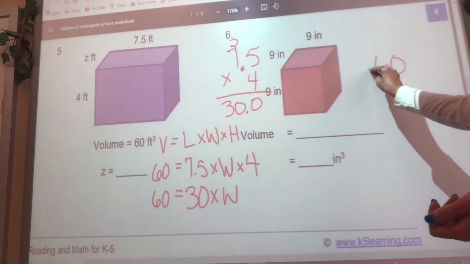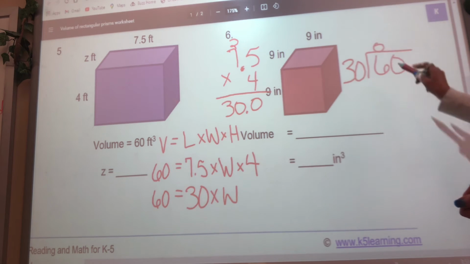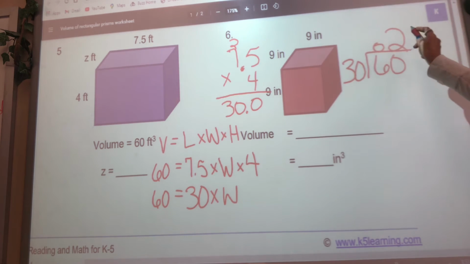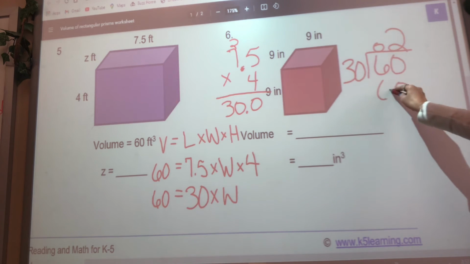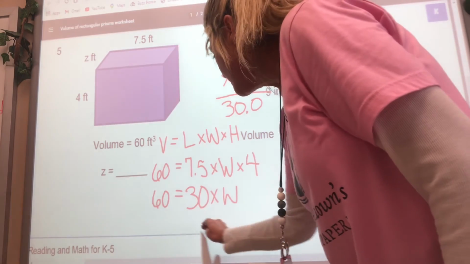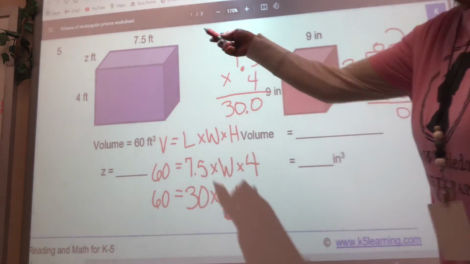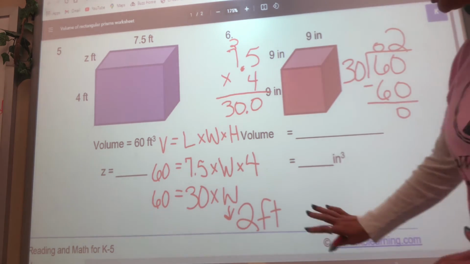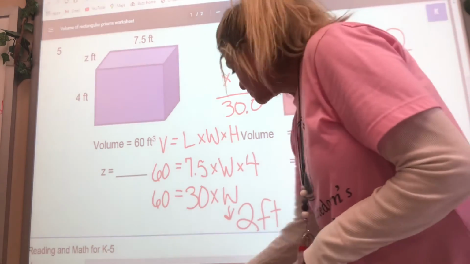Okay, that one I think we could probably do in our head, but we'll go over here and do it anyway, just in case. We know 30 won't go into 6. I know 3 will go into 6 2 times, so I think 30 will go into 60 2 times. 2 times 0 is 0. 2 times 3 is 6. We subtract, we have no remainder. So we do find out that our width, what we were looking for, is equal to 2. 2 what? 2 feet. Now on this one, we're not solving for the volume, so we're just looking for 2 feet. If we were solving for volume, we would be looking for feet squared, but it was just for the width.